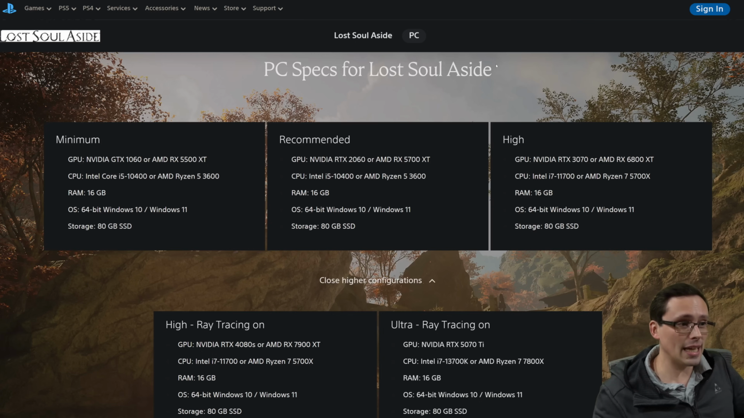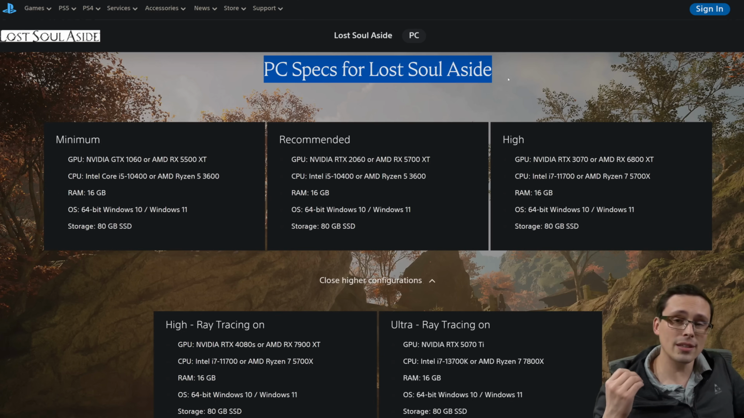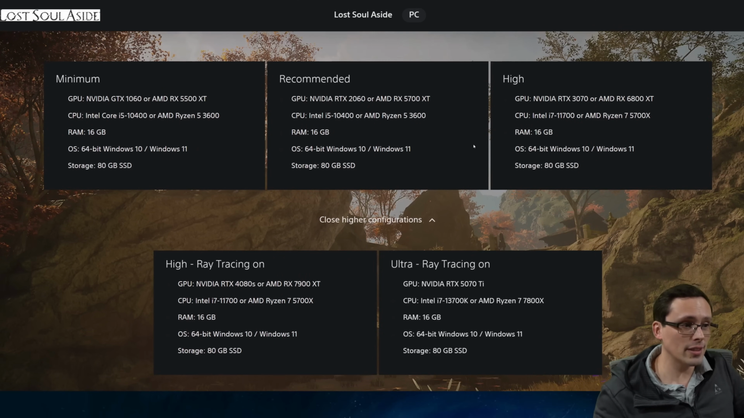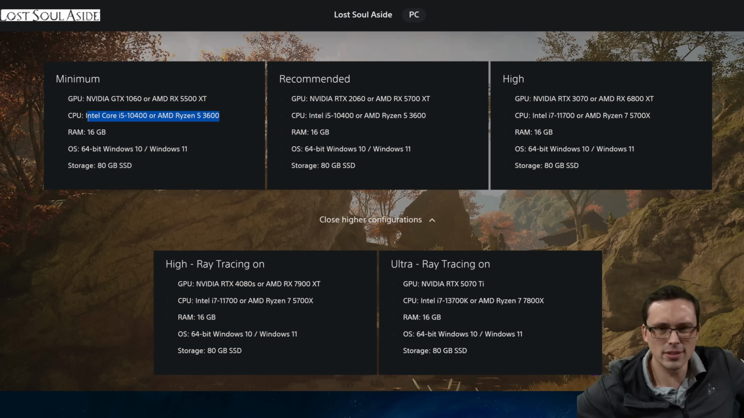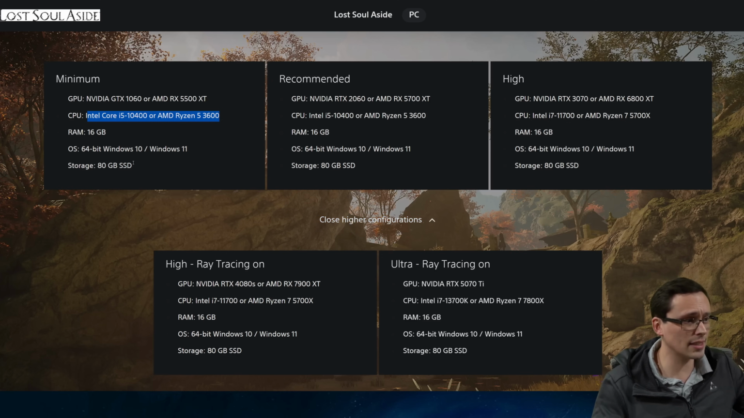Last thing I'll leave you guys with today is we did get PC system requirements for Lost Soul Aside. I would love to do a dedicated video on this. However, they have not given any resolution or frame rate targets along with these settings, which means there's not a whole heck of a lot I can say. The minimums are a GTX 1060 or an RX 5500 XT. The CPUs are a bit higher than what I would say would go with those generally, being a Core i5-10400 or Ryzen 5 3600, so more in line with maybe console level CPUs. And they are asking for an SSD and 16 gigabytes of system RAM.